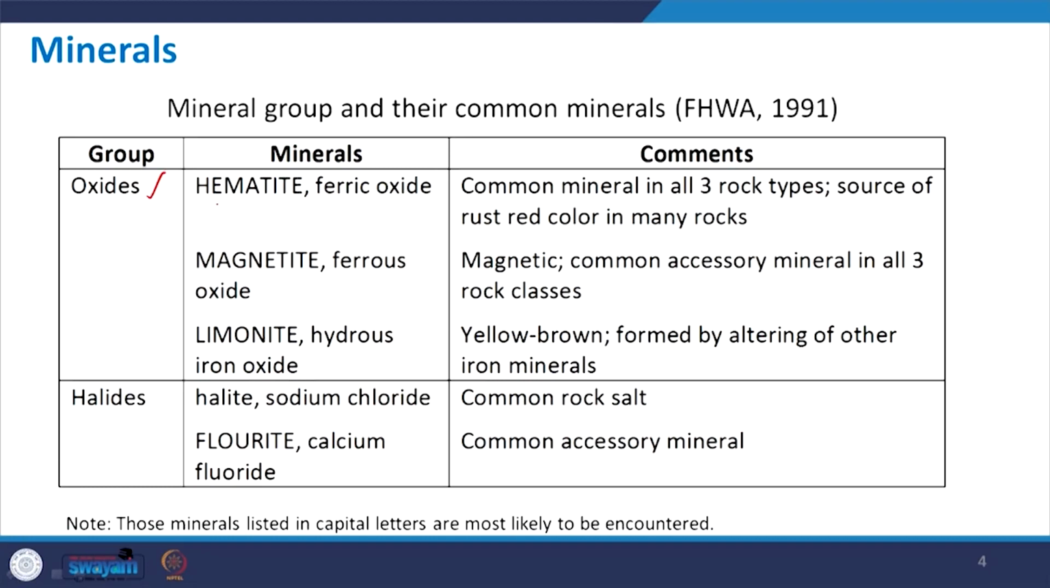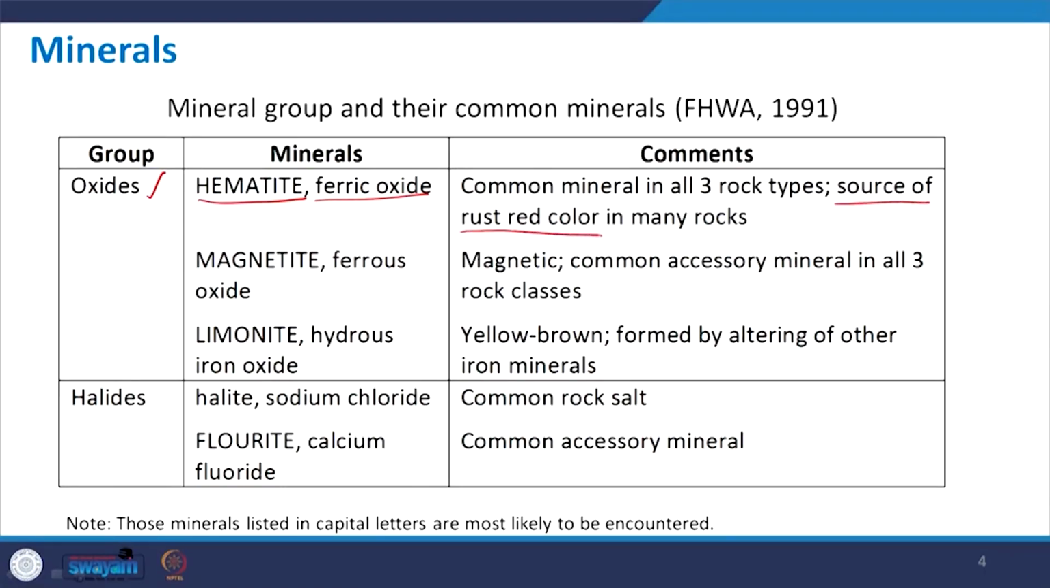Coming to the next group, which is oxides. Here the most commonly occurring mineral is hematite, which is ferric oxide. This is a common mineral in all the three rock types. Please keep in mind that rocks which show a rust red color give the idea that this mineral would be present in that rock. So this is the source of rust red color in many rocks.